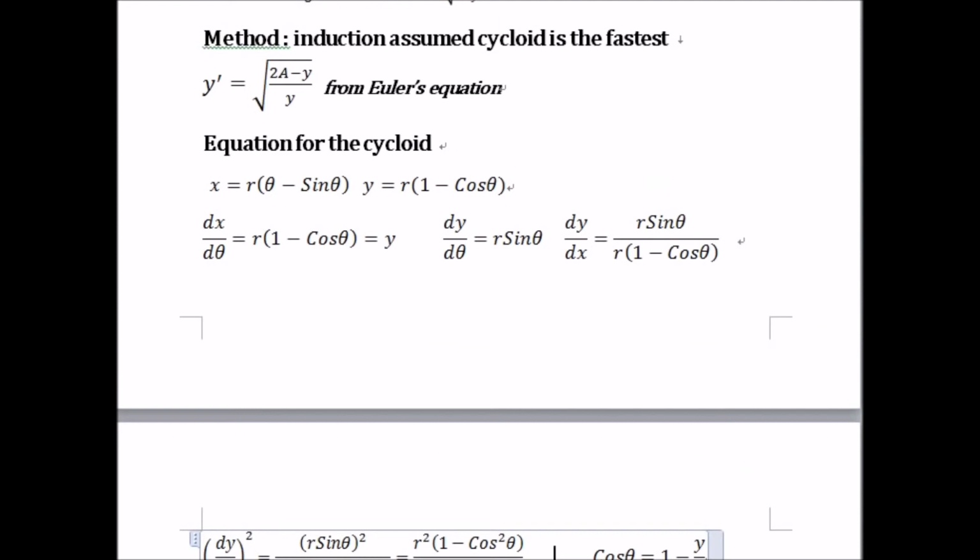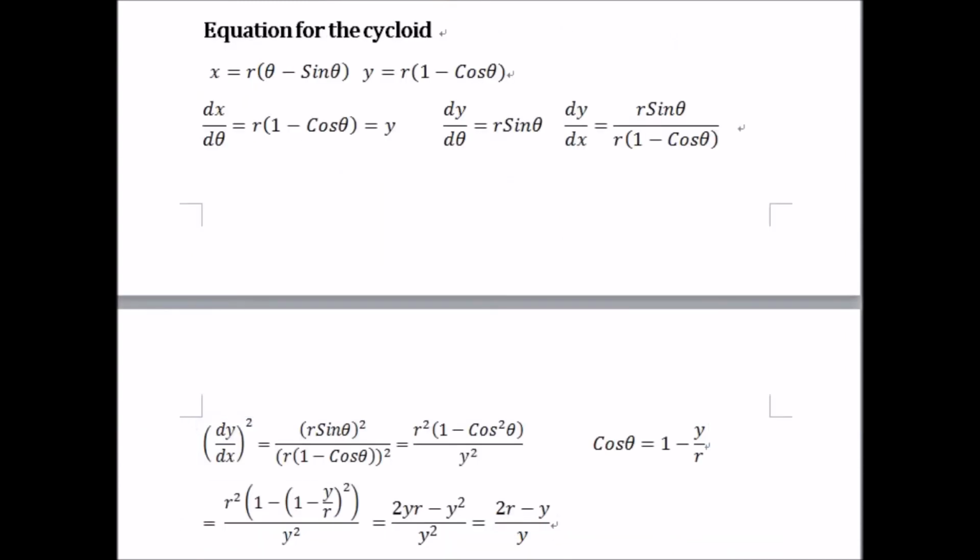The equation for the cycloid is x equals r times (theta minus sine theta), and y equals r times (1 minus cosine theta). In order to get y prime, we have to use derivatives. So dx over d theta equals r times (1 minus cosine theta), which is y, and dy over d theta equals r sine theta. And then dy over dx is going to be dy over d theta divided by dx over d theta.